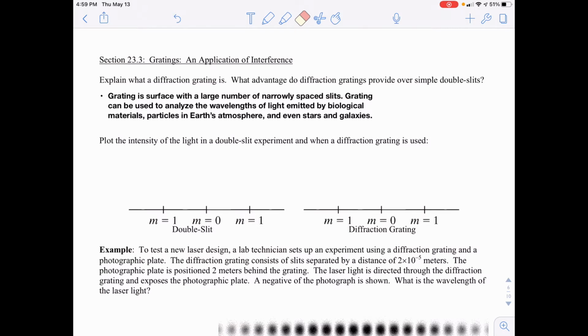Gratings can be used to analyze the wavelengths of light emitted by biological materials, or the wavelengths emitted by particles in the Earth's atmosphere or even stars and galaxies. Let's contrast how the intensity of light in a double slit experiment compares with the diffraction grating. The first thing we should know is that in both cases, where it says m equals 0, you're going to have a central maximum. That means you have a region of constructive interference, so you would expect to see light shown and the intensity of light shown.